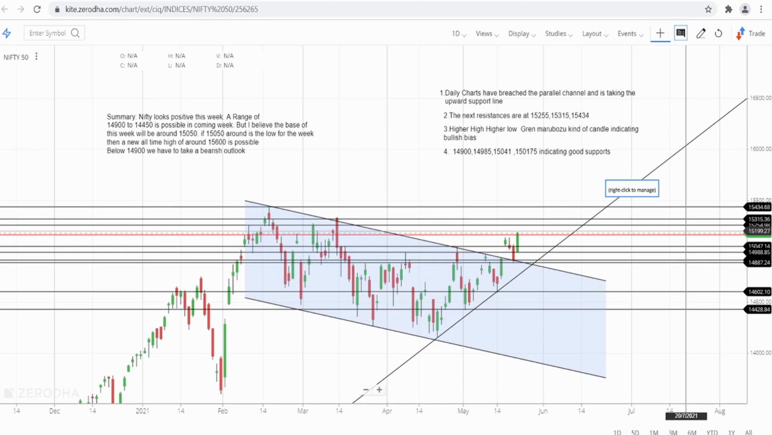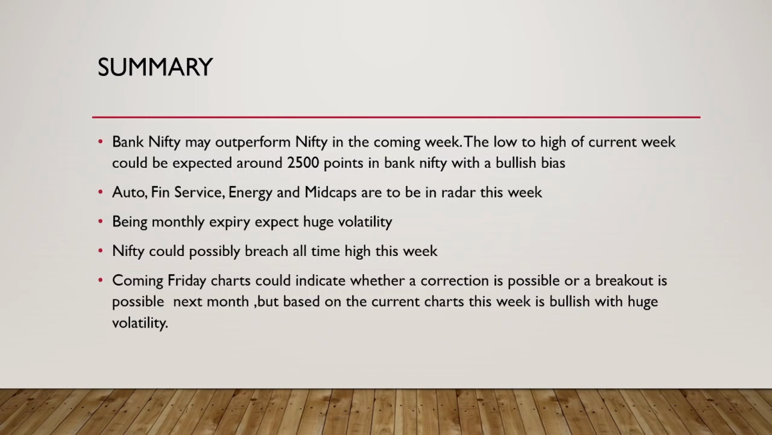So for the coming week, the summary is that Nifty is looking very positive this week. A range of 14,900 to 14,450 is possible in the coming week, but I believe the base of this week will be around 15,050, and if 15,050 is the base, then a new high of around 15,600 is possible this coming week. Below 14,900 we have to take a bearish outlook. That is the summary for the coming week.